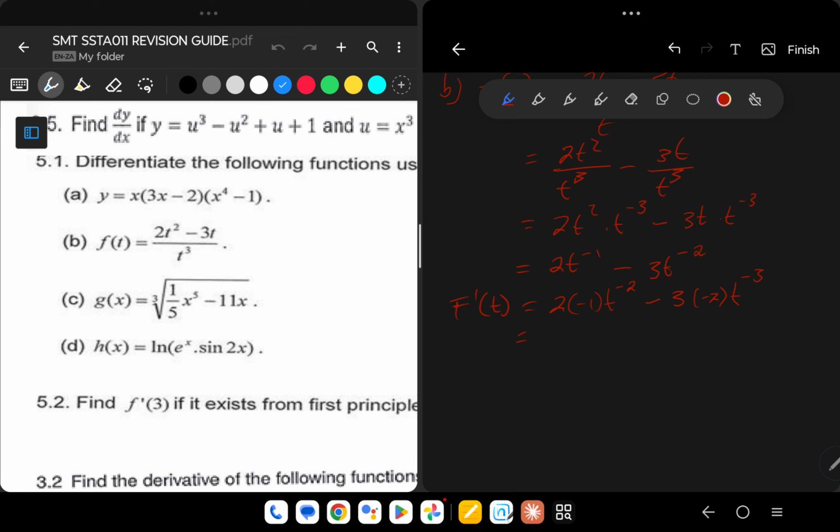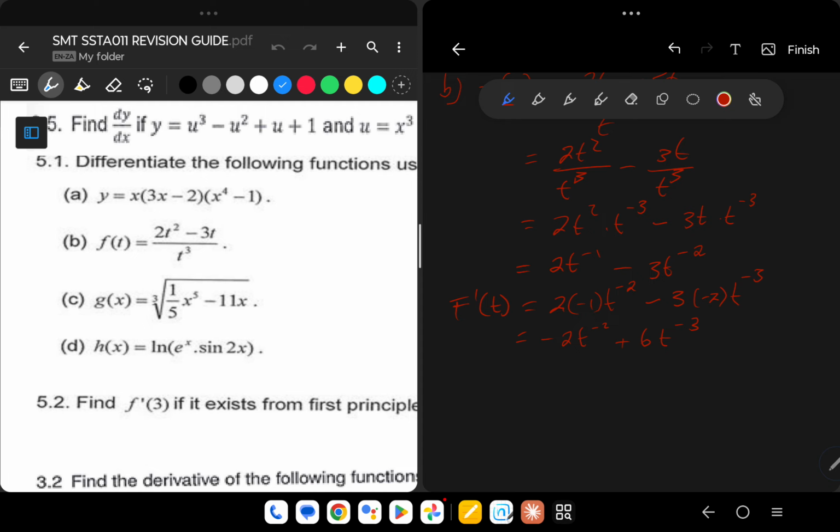So 2 times -1 is obviously -2t to the power of -2 minus 3 times -2 is plus 6t to the power of -3, right? So what we did here was just to apply the power rule.